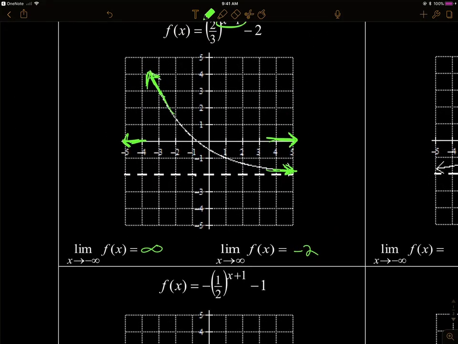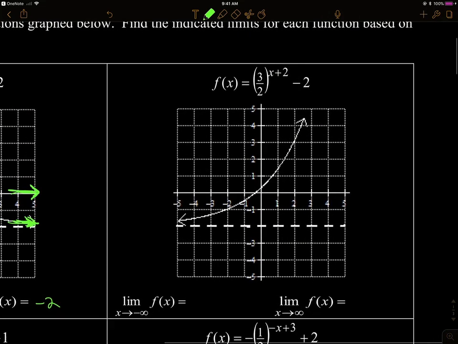I don't really want to call this growth because we're moving left here, so it's not really growth. But we can just say on one side it's going up to infinity, on the other side it's approaching the asymptote.